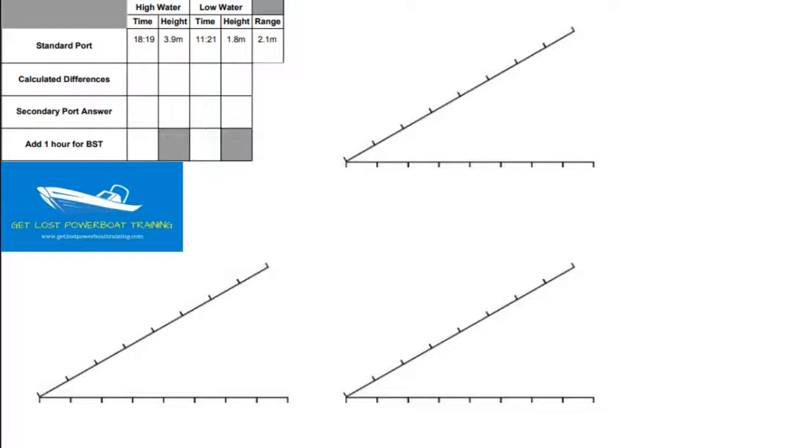You'll notice that I've also entered 2.1 metres in the range box at the end. The range, if you remember, is the difference between high water and low water heights. So 3.9 metres minus 1.8 metres gives me a range of 2.1 metres, and that's important when we're deciding whether we're on a spring tide or a neap tide.